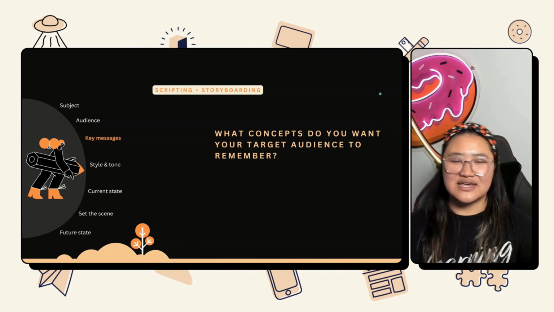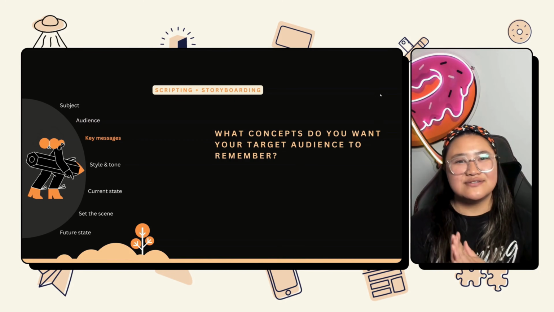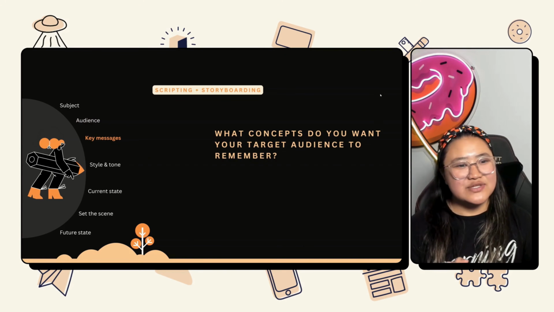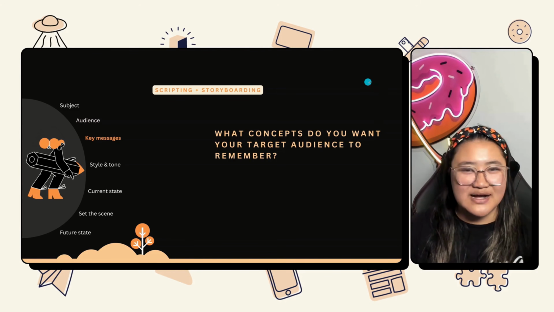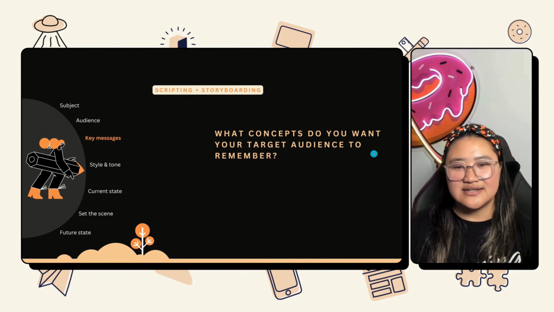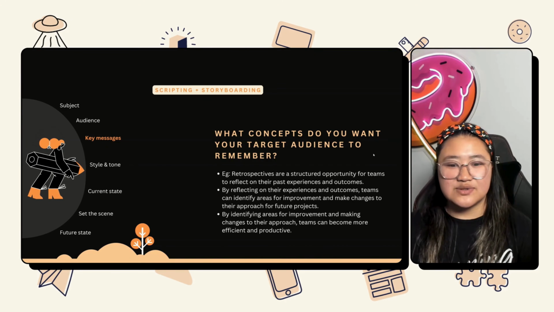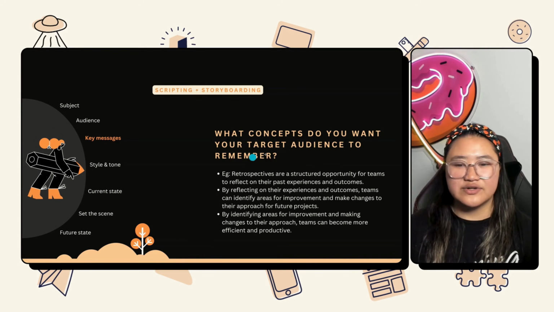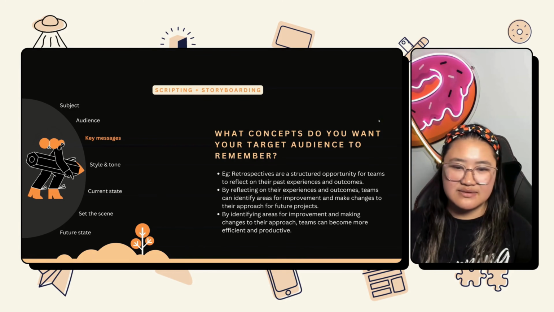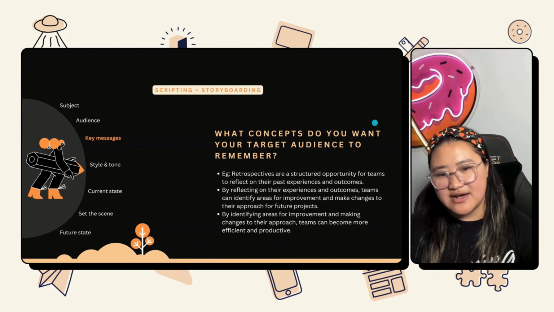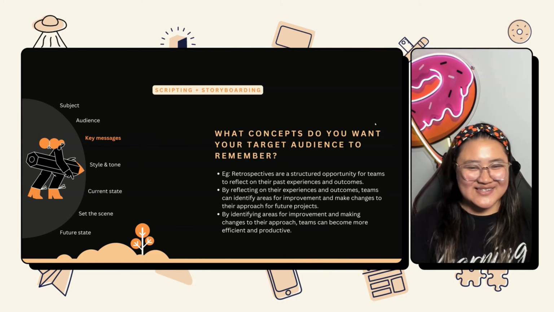And then we move into key messages. What concepts do you want your target audience to remember? Usually with key messaging, I would recommend top three, or your pick three key messages and concepts that you want your audience to walk away with. So here, for example, I have retrospectives are a structured opportunity for teams to reflect on their past experience and outcomes by reflecting on their experiences and outcomes, and so on. Okay, I won't read all of this, but you get the gist of it.